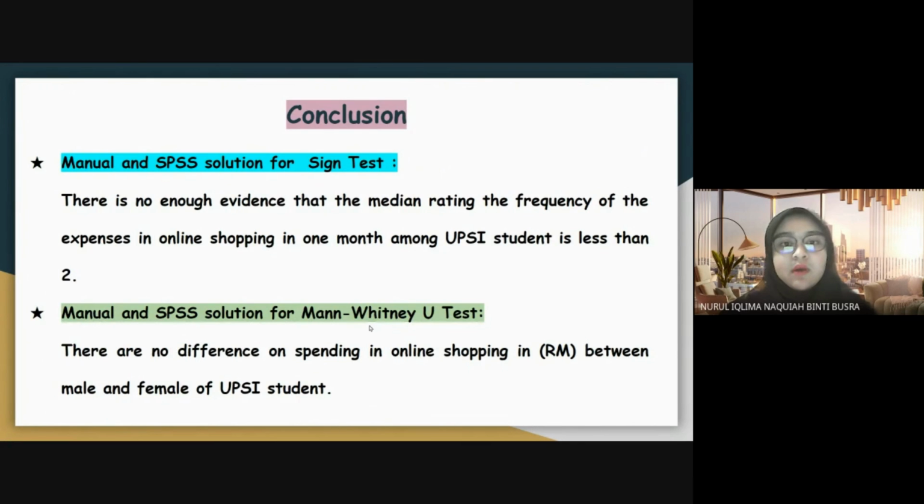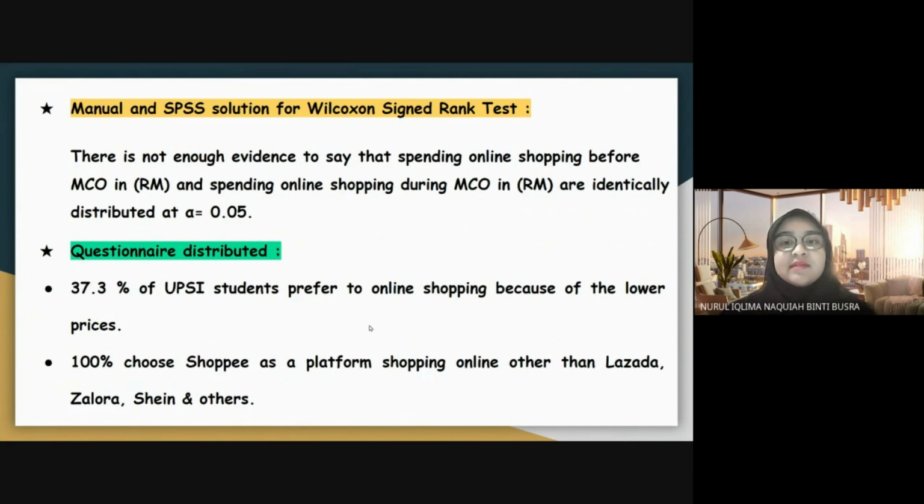4.755. Okay, for the conclusion, by using manual and SPSS solution for sign test, we can conclude that there is not enough evidence that the median rating of the frequency of the expenses in online shopping in a month among UPSI students is less than 2. And then for the Mann-Whitney U test, by using manual and SPSS solution, we can conclude that there is no difference in spending online shopping in Ringgit Malaysia between male and female UPSI students. For the Wilcoxon signed rank test, by using manual and SPSS solution, we can conclude that there is not enough evidence to say that spending online shopping before MCO in Ringgit Malaysia and spending online shopping during MCO in Ringgit Malaysia are identically distributed at alpha 0.05.